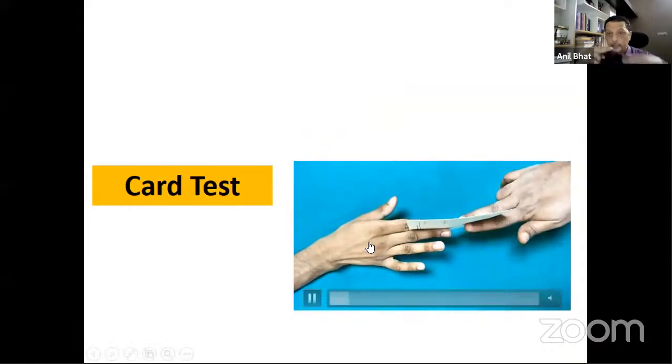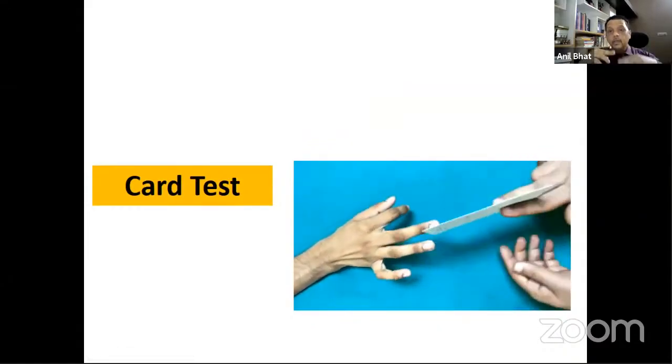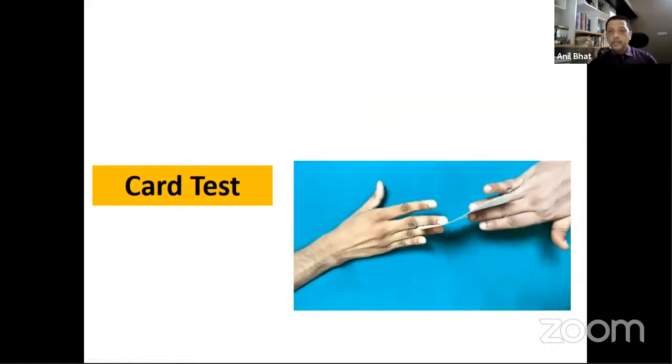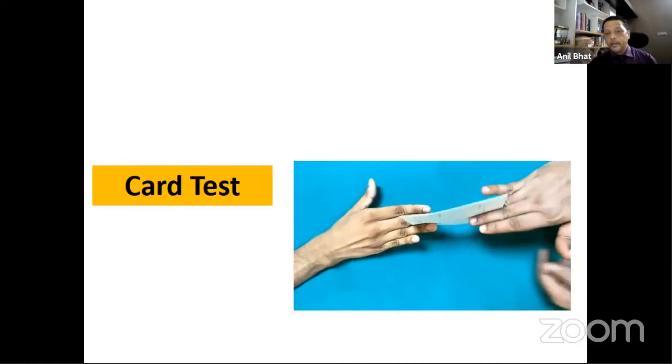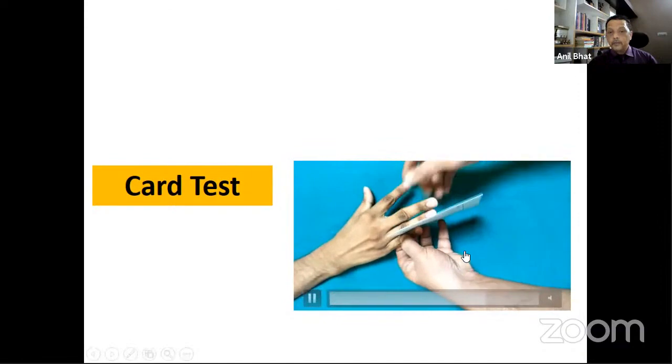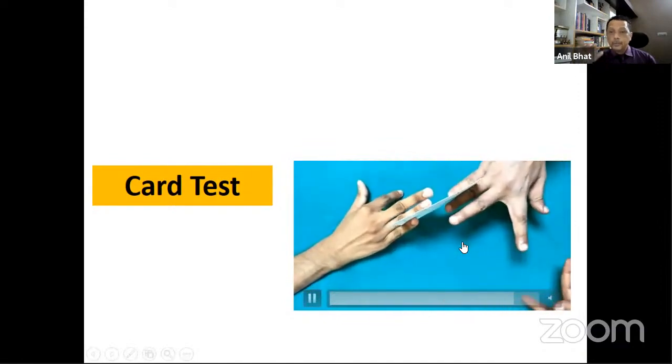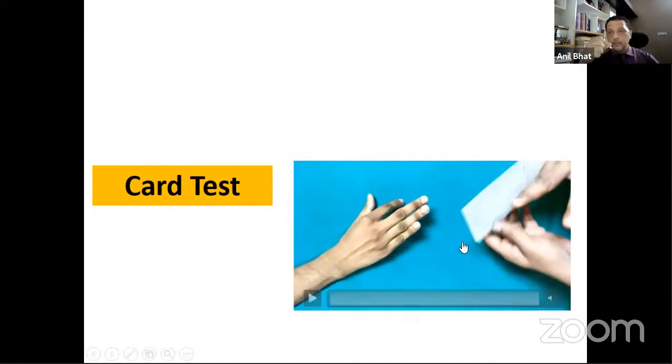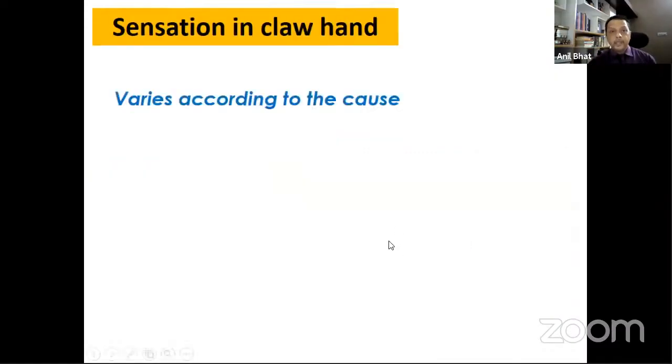You need to use corresponding fingers like this, and you need to keep shifting, and you need to also use the corresponding dominant hand. Actually, you should ask the patient and then check that. So this is the correct way of doing a card test, because both of you have to give equal power. If you use your entire hand, then obviously even with normal people it will come down.